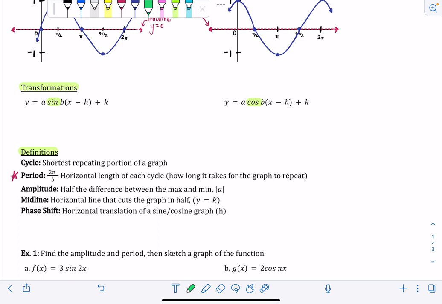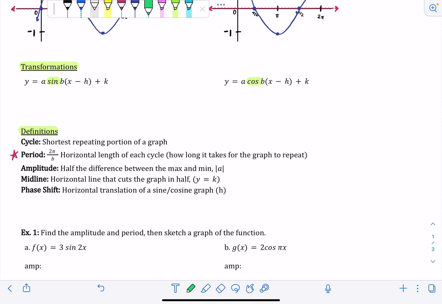Okay, amplitude, the next one, is half the difference between the max and the min. It's also, if you're looking at an equation, the number out in front. Amplitude is a distance, though, so it's not just a, it's the absolute value of a. It's always a positive number because it's a distance.